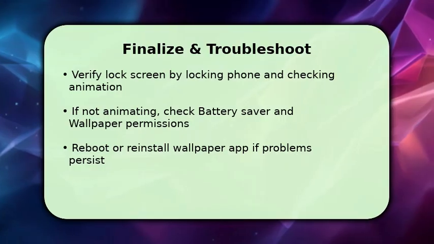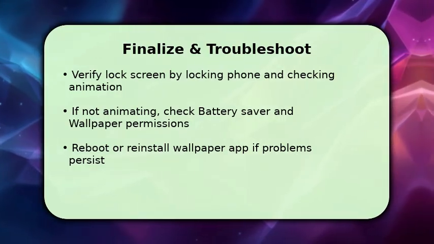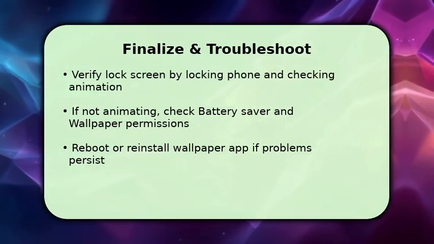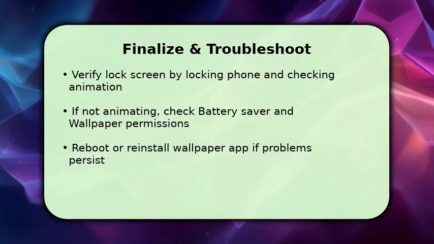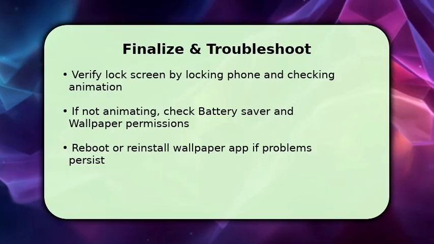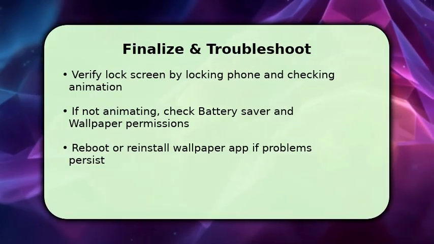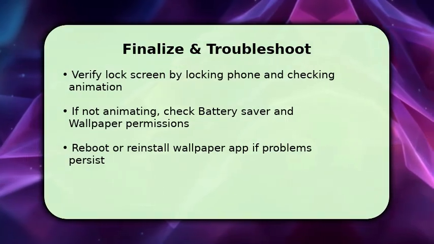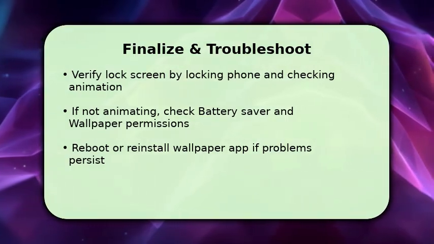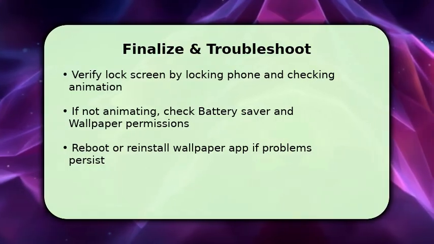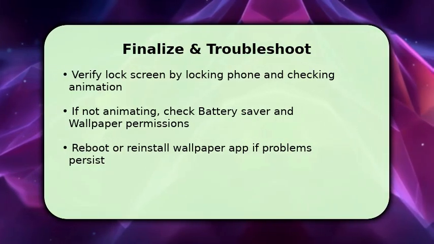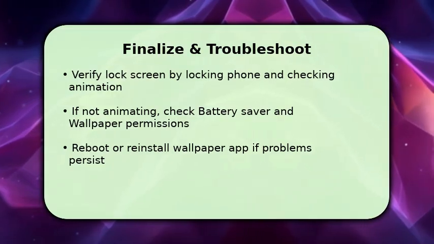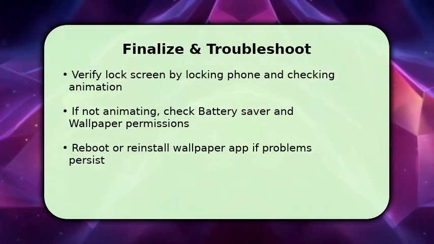If it doesn't animate, first make sure battery saver is off or that the wallpaper app is allowed to run in background. MIUI may block live wallpapers to save power. Also check wallpaper permissions and auto start settings. If problems persist, reboot the phone, reapply the wallpaper, or reinstall the live wallpaper app. One quick troubleshooting tip: clearing the wallpaper app cache often fixes preview and apply failures.